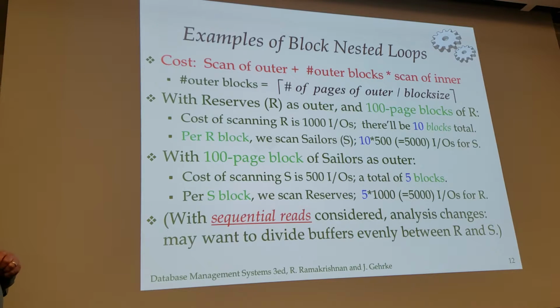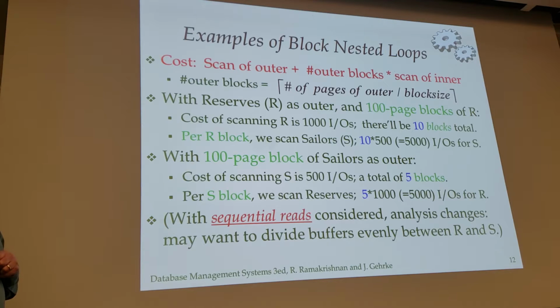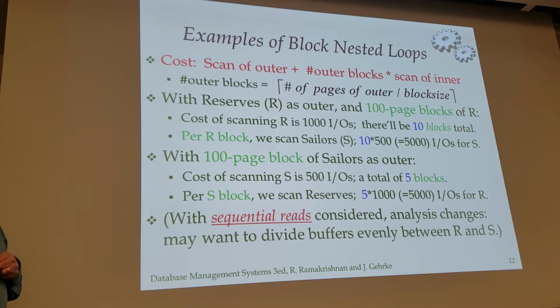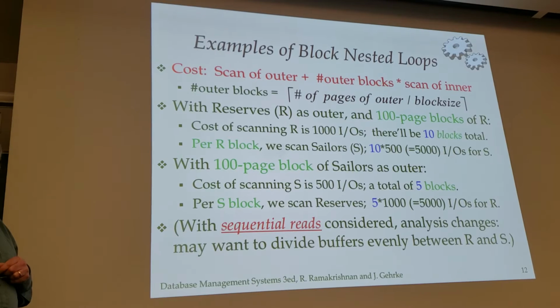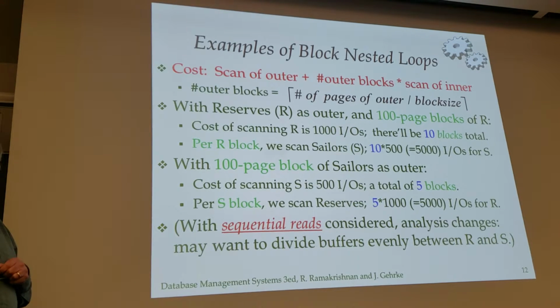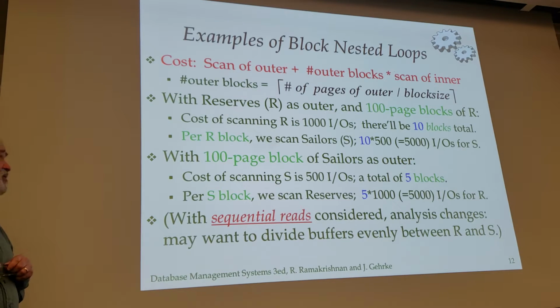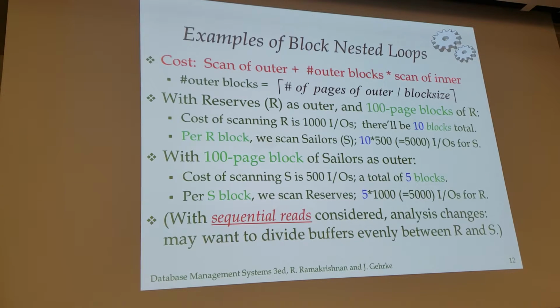Okay, so you end up having to touch each page of R once, that's 1,000, and then because you have 10 groups, each of which is 100 pages, you're going to be touching all of S, 500 pages, once for each of these reserve groups. So that's going to be a total of 1,000 plus 5,000. Question on that? Again, the terminology stinks.